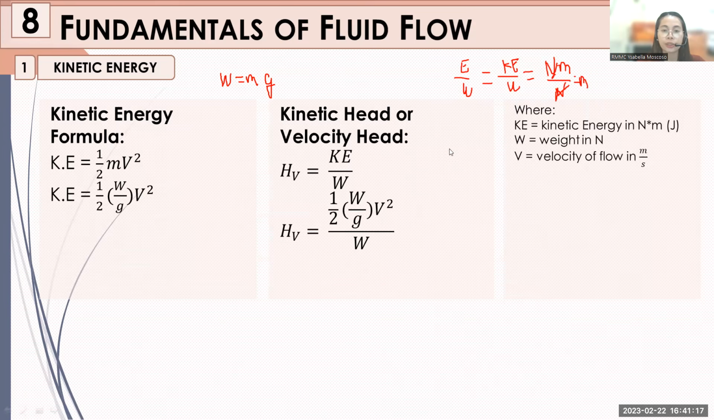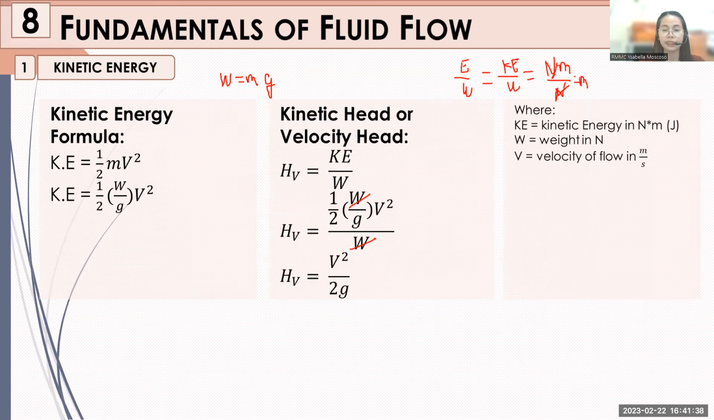Okay, so we know that your kinetic energy is 1/2 W over g, v squared, divided by W. So we know that your weight here can be cancelled. Ibig sabihin, it will leave us the value of your velocity head as v squared over 2g.